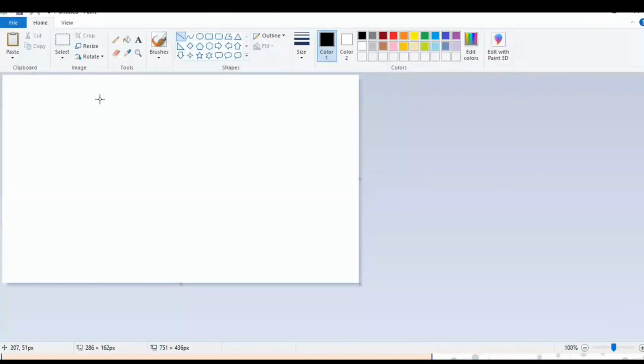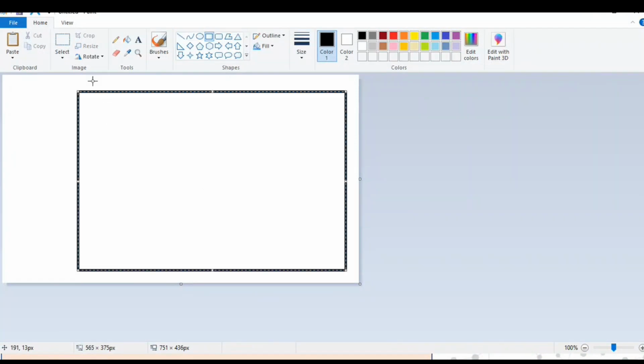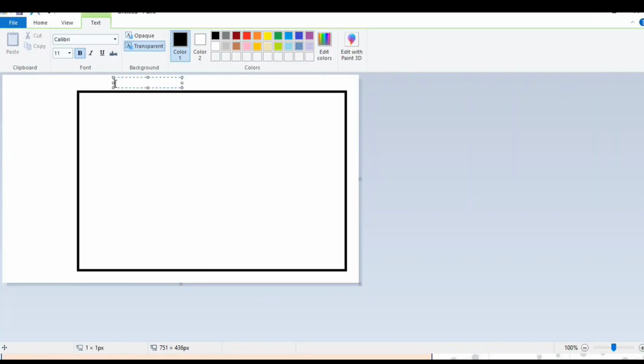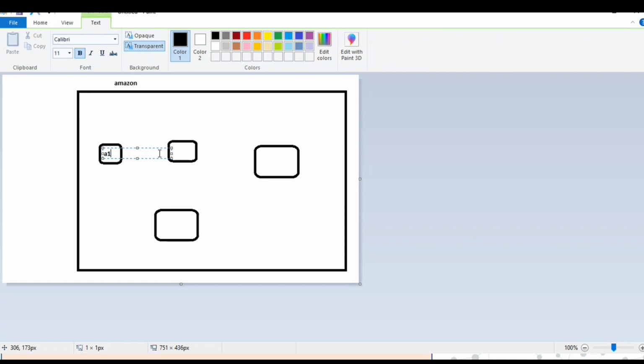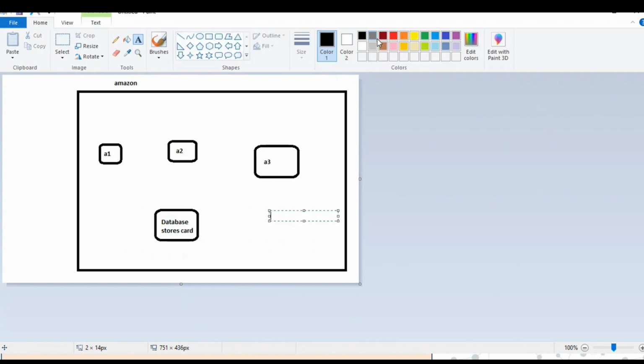All right. So let's say this is one entity and we took the example of Amazon. Now they have multiple applications: App 1, App 2, App 3. Now there is one database which stores cards. This application connects to it. This application also connects to it. And this application also connects to this database.